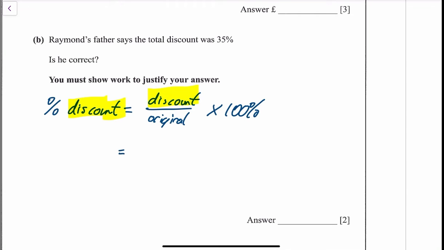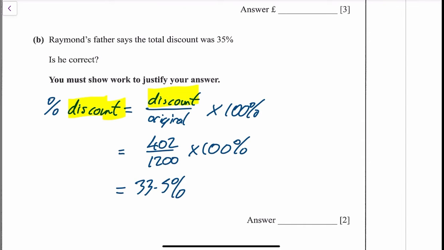So it makes it easy to work out. So the loss, the discount, do your 1200 minus 798 and you'll get 402 over the 1200, and then times by 100%. And what I got was 33.5%. So his dad said it was the same as 35. So he is not correct.